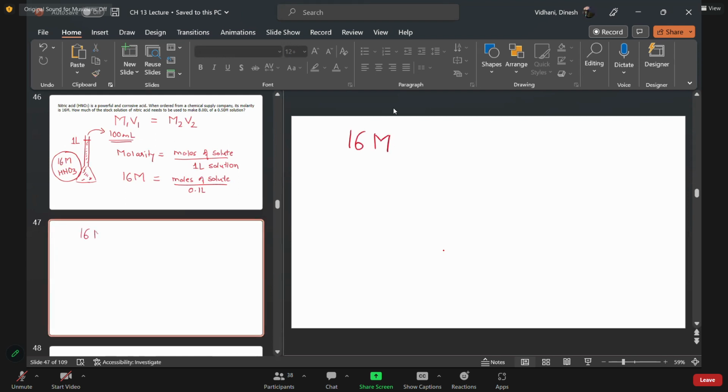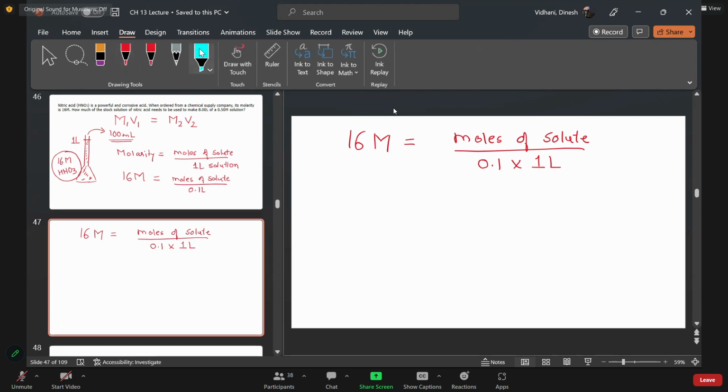So 16 molar equals moles of solute divided by 0.1, but I can write 0.1 as this one, right? Because after all, 0.1 multiplied by 1 does not change anything. So in terms of definition, I'm still having 1 liter in the denominator, which is exactly the definition of molarity. It's moles of solute per 1 liter. So far I'm fine.